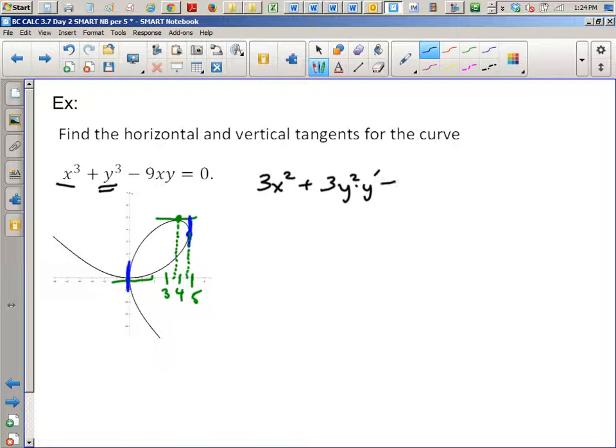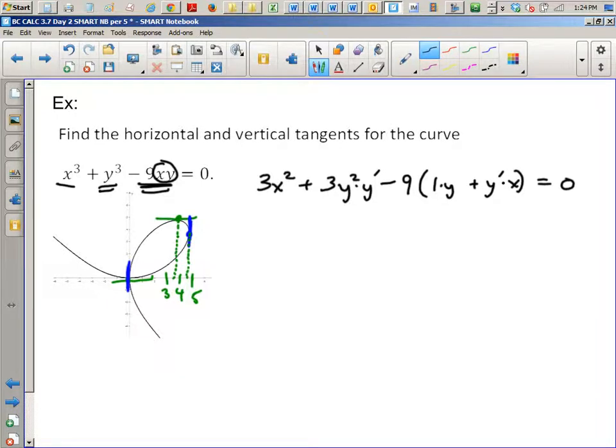And then minus, okay, be careful on this part. This is 9 times something, so we can leave the 9 here, but how do you take the derivative of xy? Isn't that technically a product? Okay, so we need the product rule here. So we need the product rule applied to xy. So we would do the derivative of x times y plus the derivative of y times x. So that would look like this.